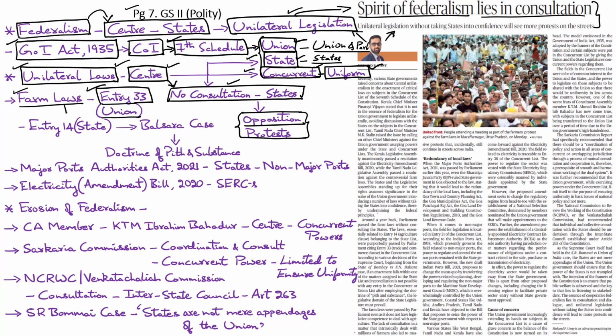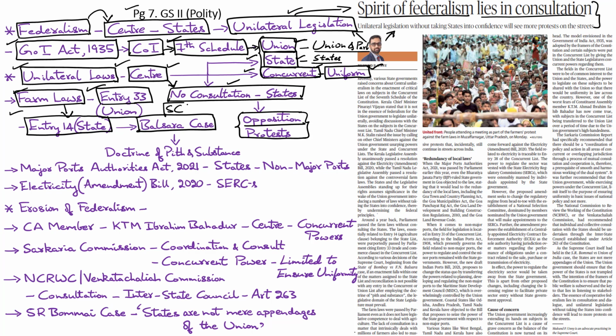But several constitutional experts have argued that the key provisions of the farm laws, which essentially deal with the marketing of agricultural produce, fall under entry 14 of the state list, which deals with agriculture. In such cases of conflict over jurisdiction, one needs to refer to the ruling of the Supreme Court in the Balsara vs. State of Bombay case.